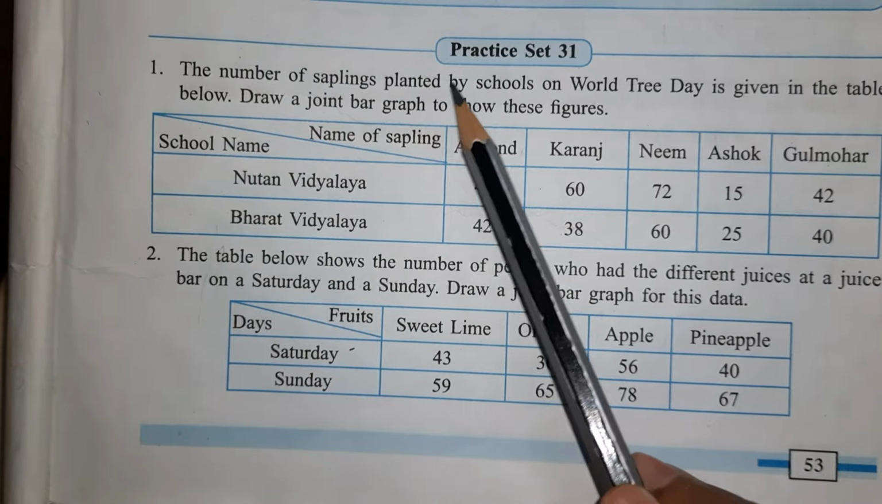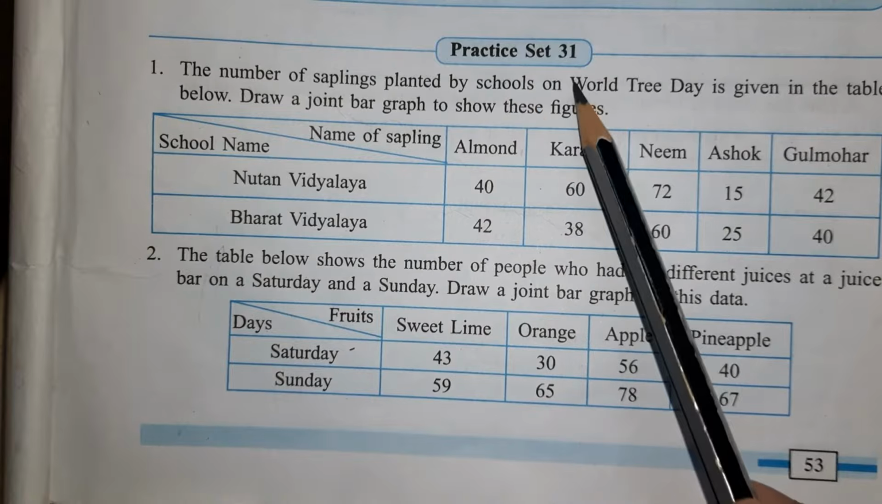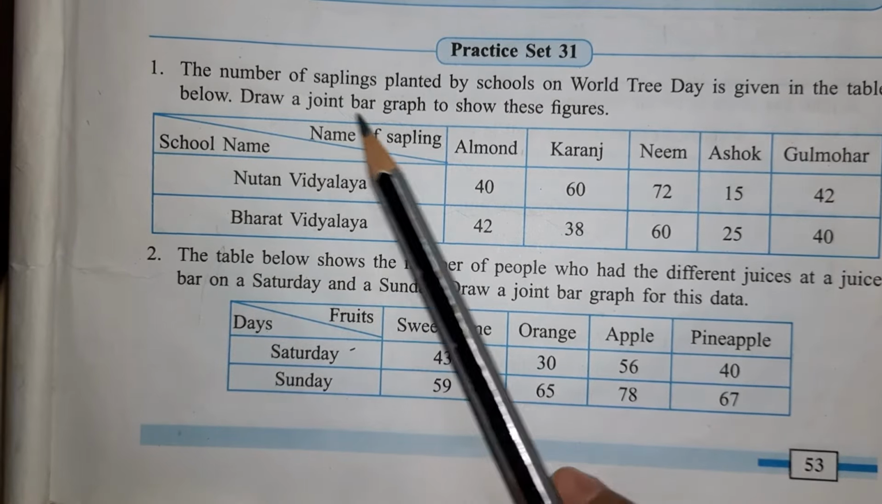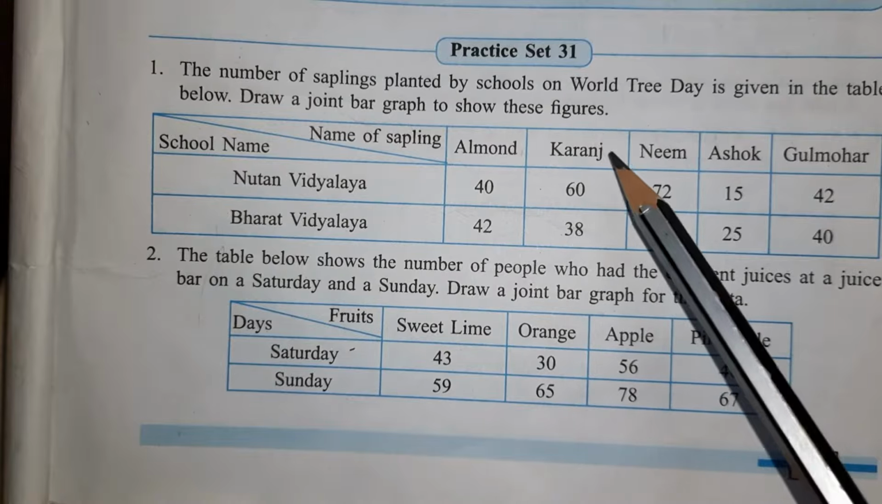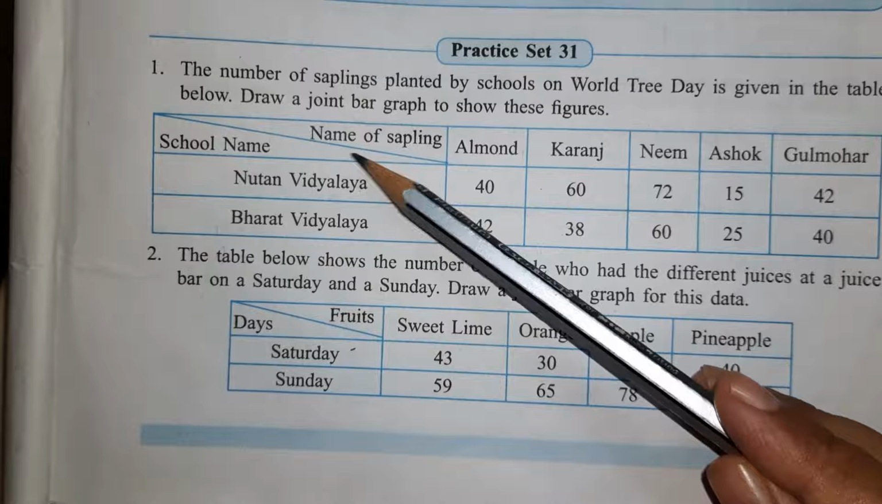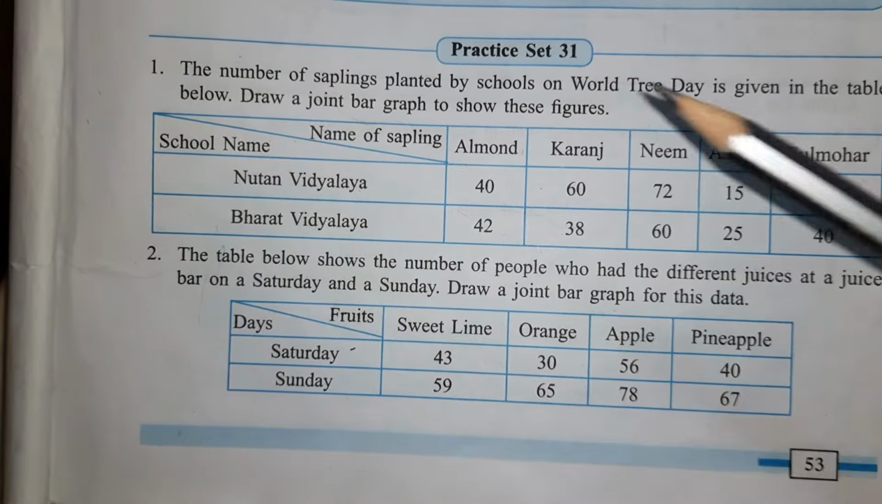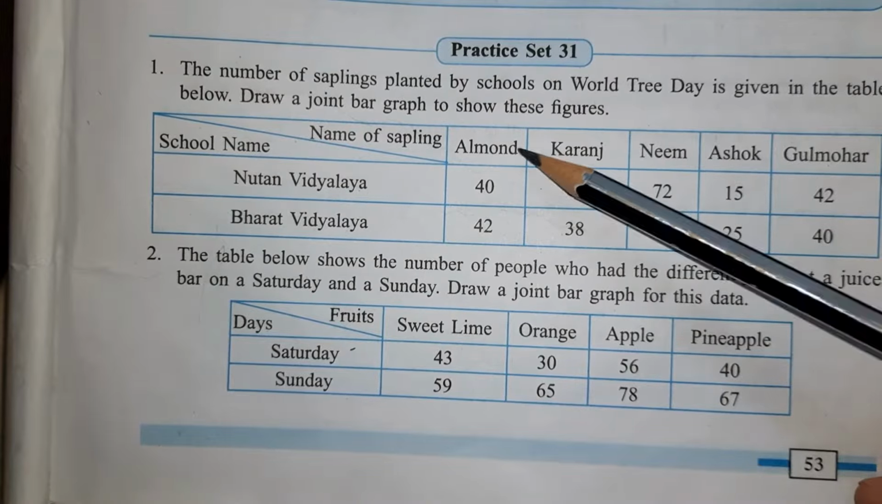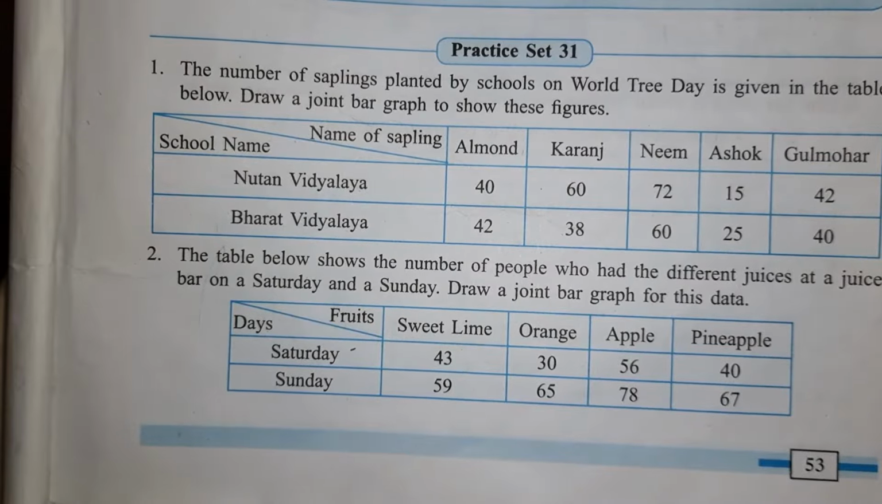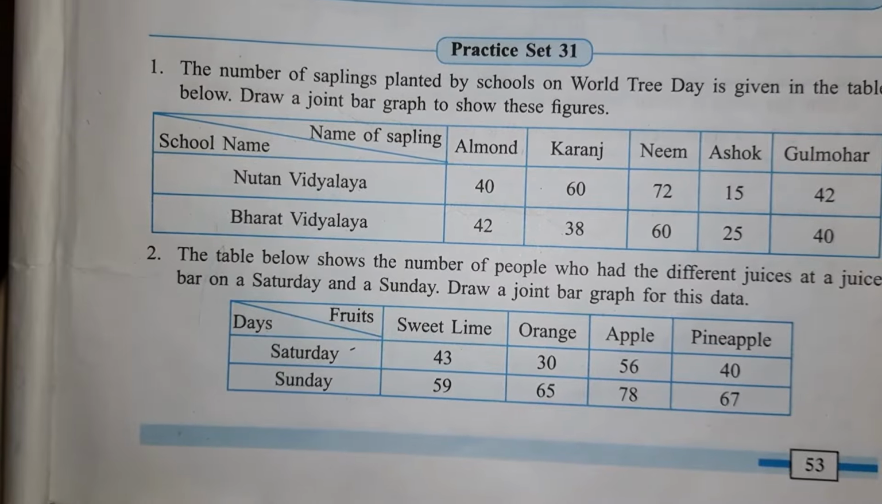Now the practice set 31. Number of saplings planted by schools on World Tree Day is given in the table below. Draw joint bar graph to show these figures. So Nutan Vidyalaya and Bharat Vidyalaya, these are the two schools, and names of saplings are Almond, Karanj, Neem, Ashok and Gulmohar. Now for this the procedure is exactly the same.